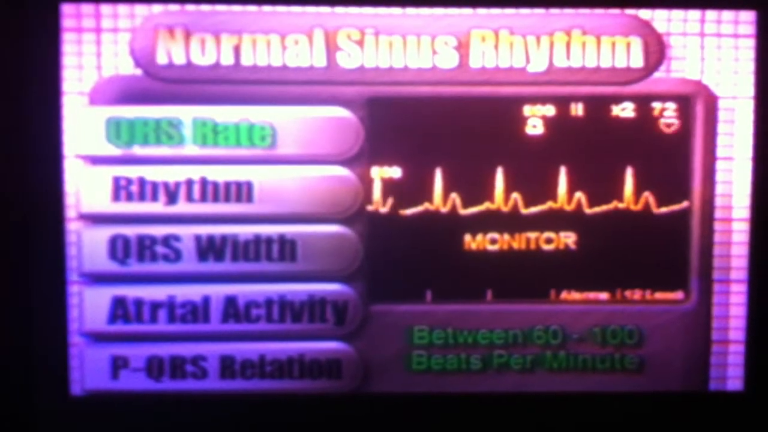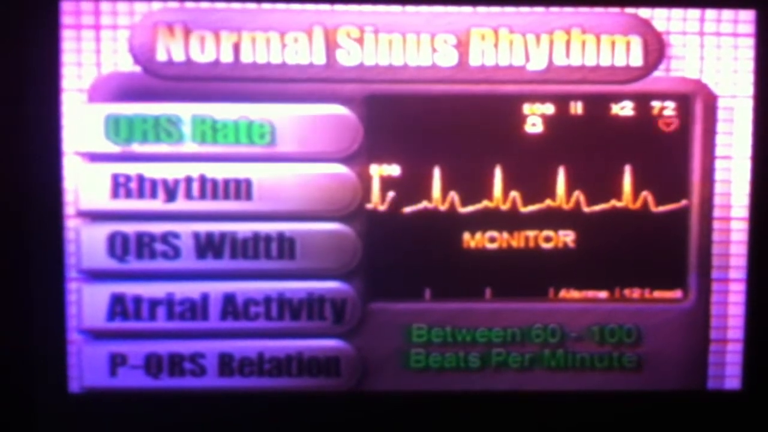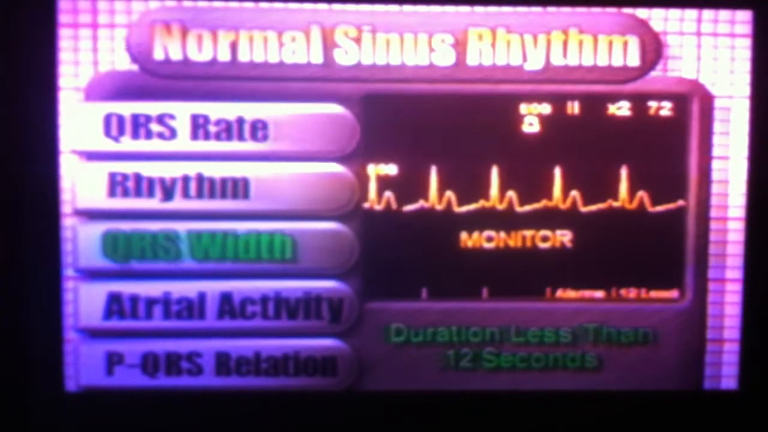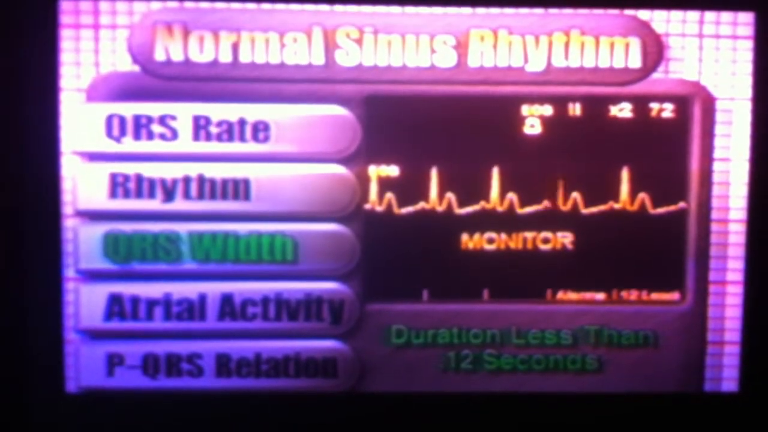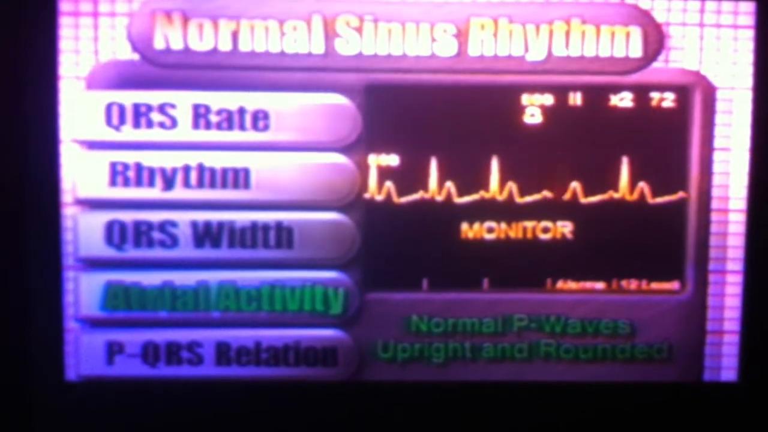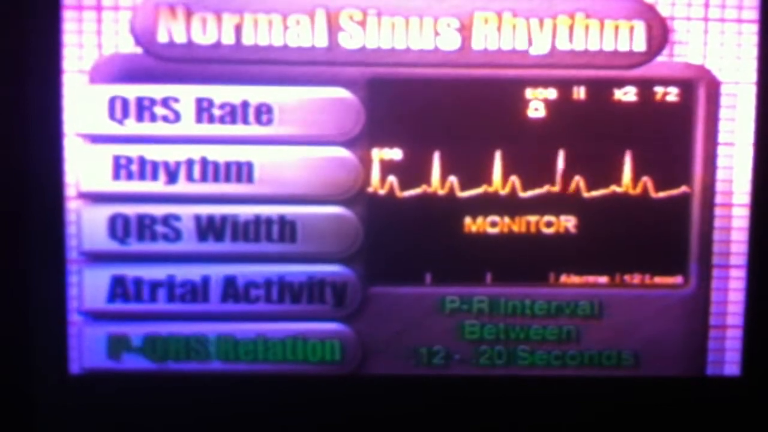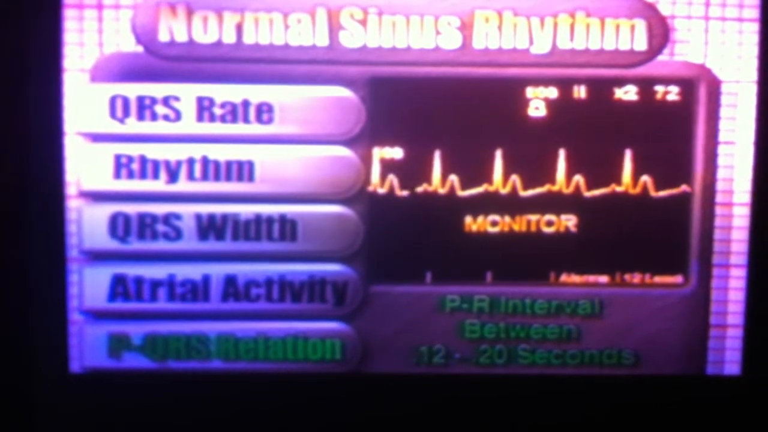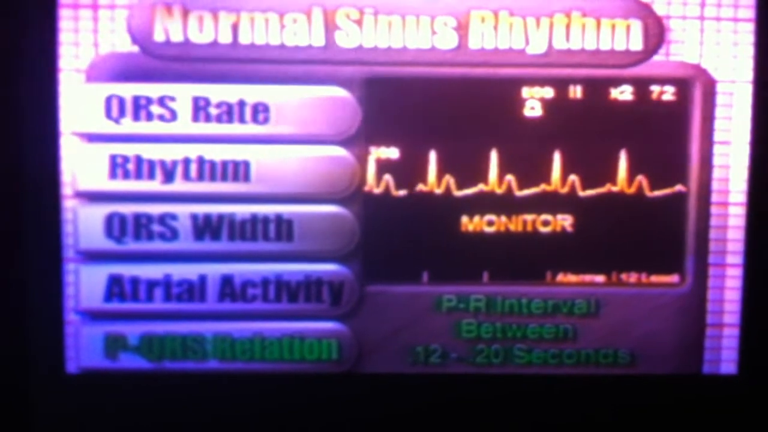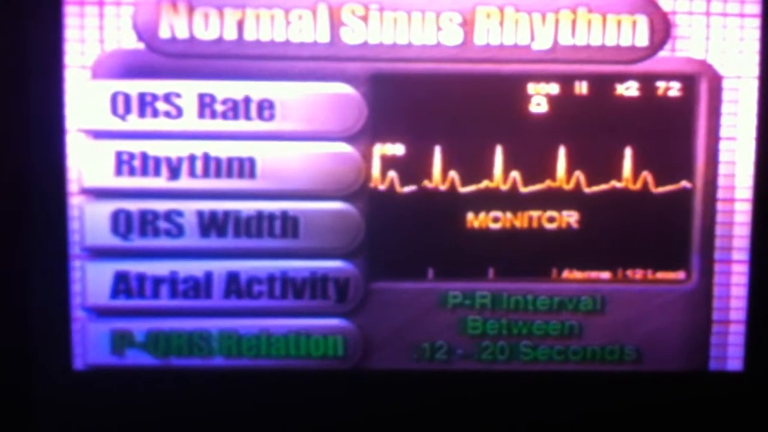Using the 5-step rhythm method, you can see that the ventricular rate is between 60 and 100 beats per minute. The rhythm is regular. The QRS duration is less than 0.12 seconds. The atrial activity shows normal appearing P waves that are upright, round, and consistently shaped. The P to QRS relationship reveals only one P wave for each QRS complex, with the PR interval measuring between 0.12 and 0.2 seconds long.